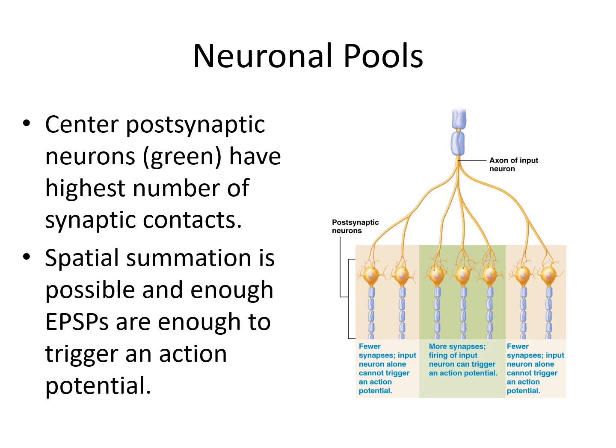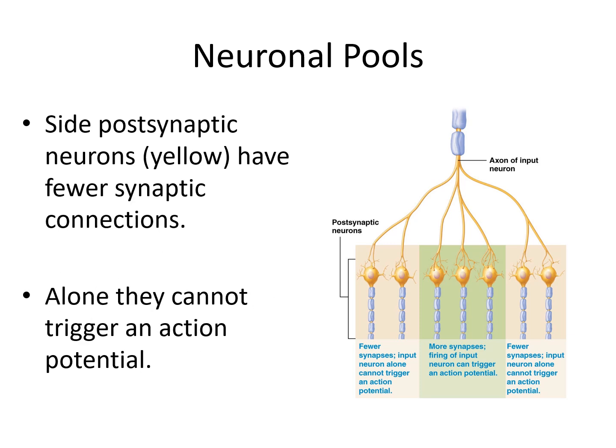Okay, so I kind of went ahead and described the figure already. So the center green ones have the highest number of synaptic contacts. Spatial summation is possible, and enough EPSPs are enough to trigger an action potential. The side ones, though, in yellow or pink, I guess it's yellow, but to me it looks pink on my computer here, have fewer synaptic connections. So alone they cannot produce an action potential, but only if both of them fire together.